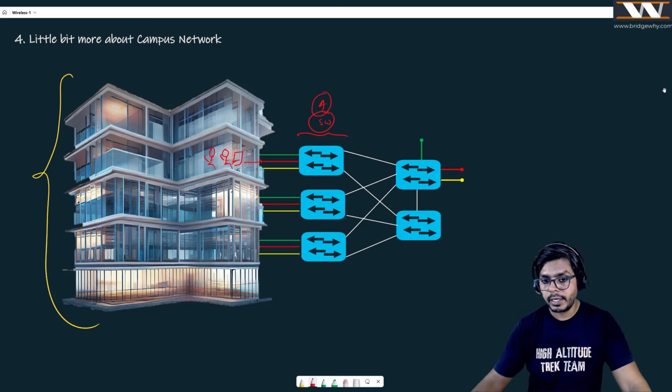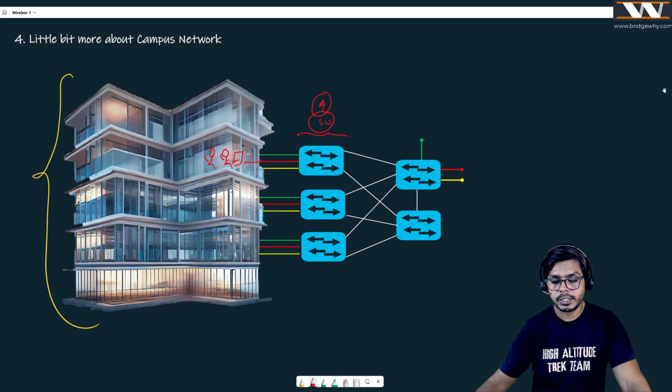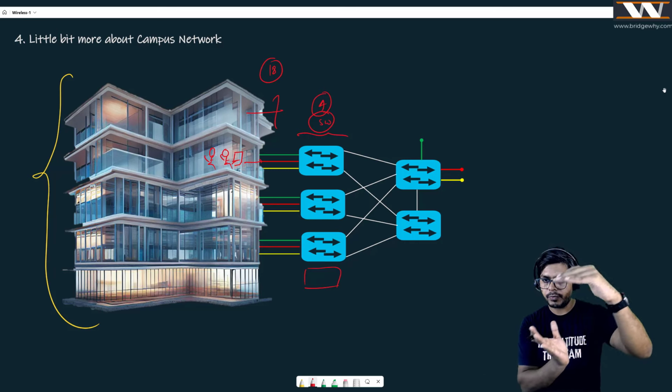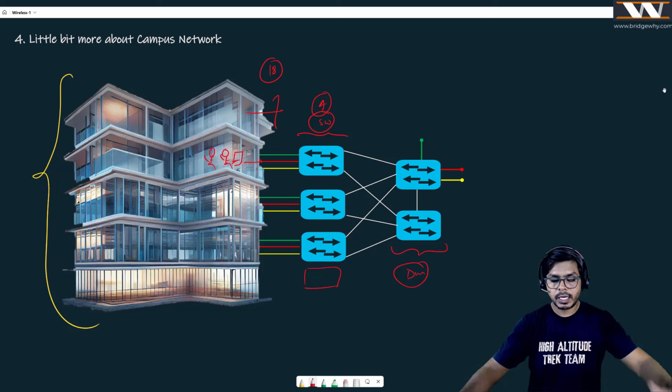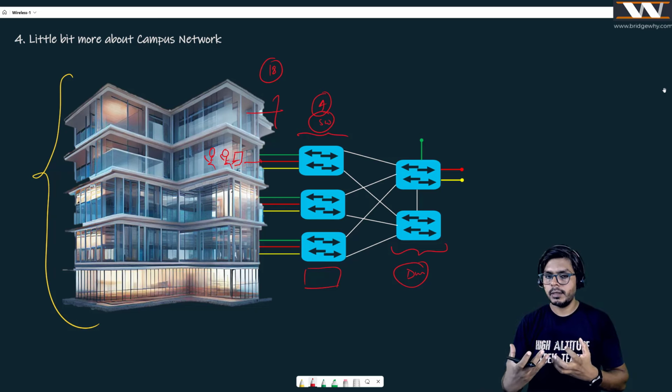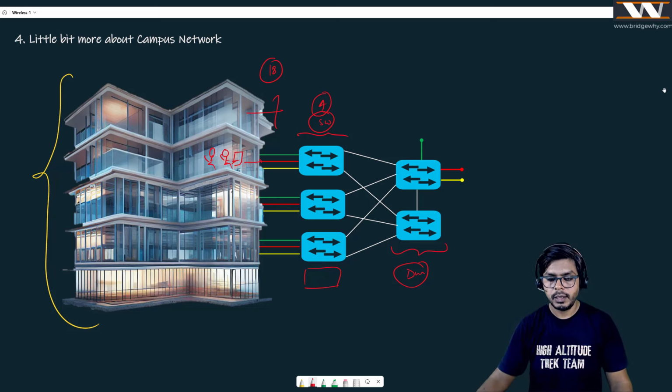And now at the second layer, if we have lots and lots of switches like this, maybe this building is an 18 floor building, and in every building I have maybe one or two switches, and if you want to combine the traffic coming from all these switches, then we need a second level of switches, which are the distribution switches, which collect all the traffic from the access switches. It means if something wants to go from here to here on the first floor, it can go like this, as simple as that.